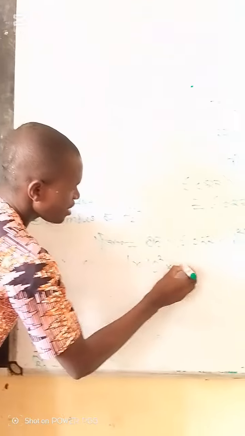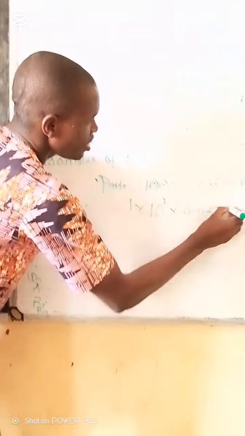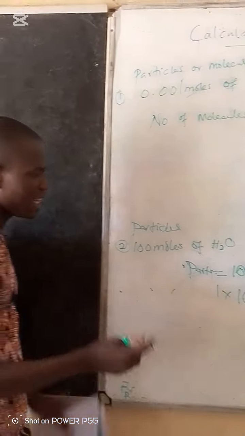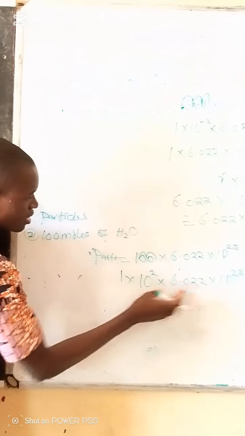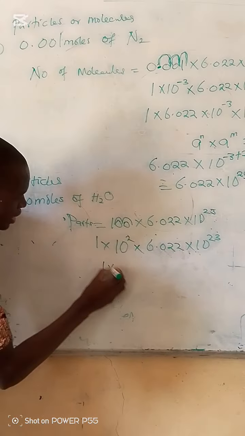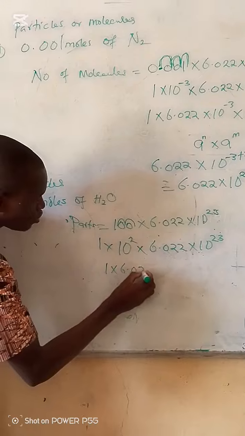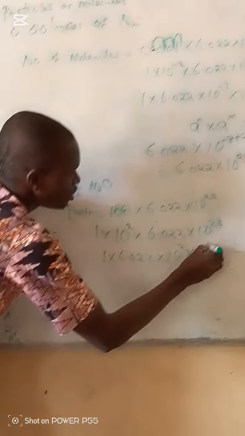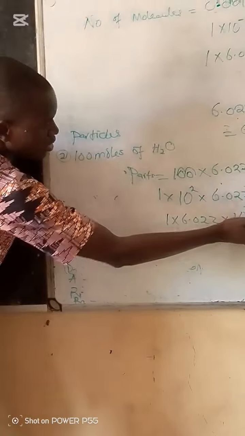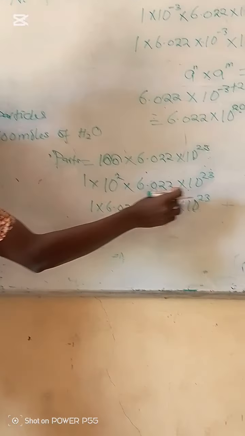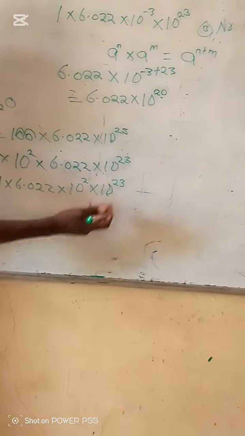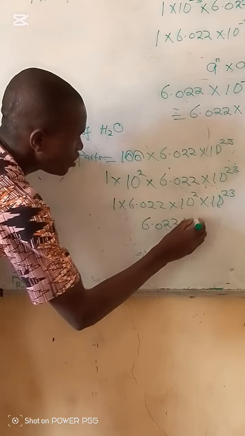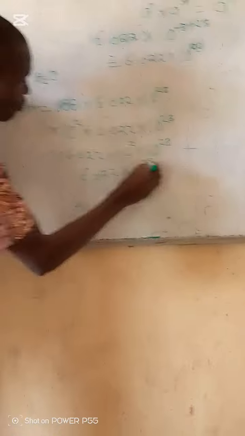Then multiplied by 6.022 times 10 raised to power 23. So at this point, you can now collect the like terms. This multiplied by this, so you bring them together: 1 times 6.022 times 10 raised to power 2 times 10 raised to power 23. What does the law say? When you have multiplication, add the powers. These powers are not negative. So our final answer will be 6.022 times 10 raised to power 25 particles.